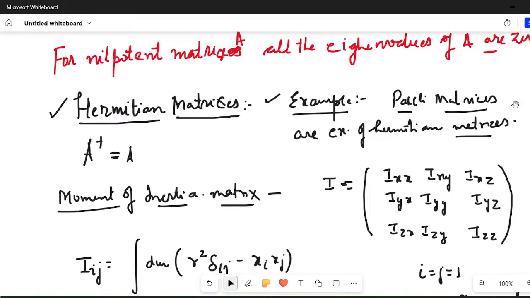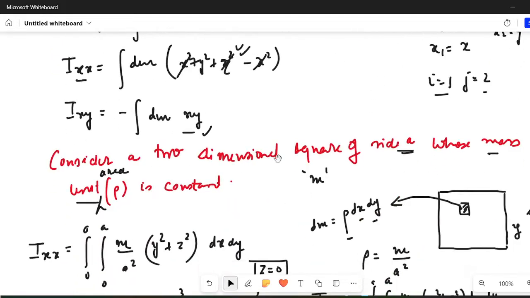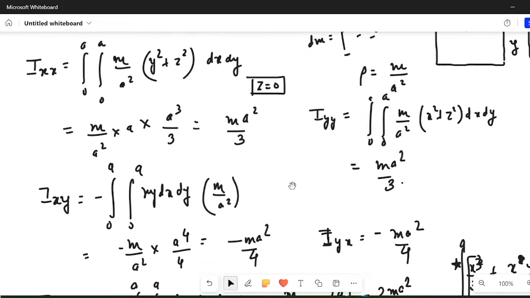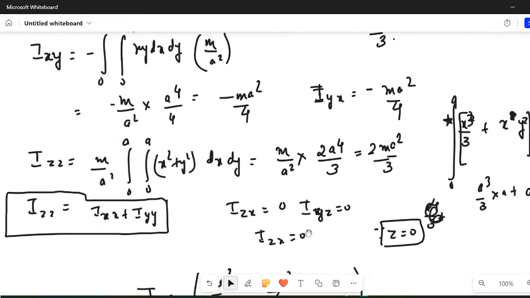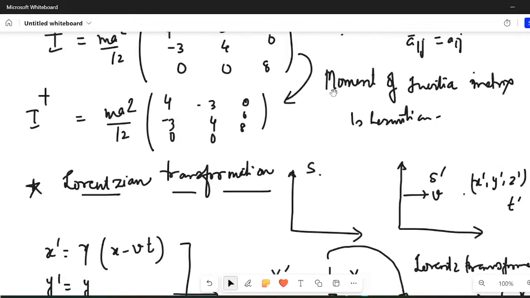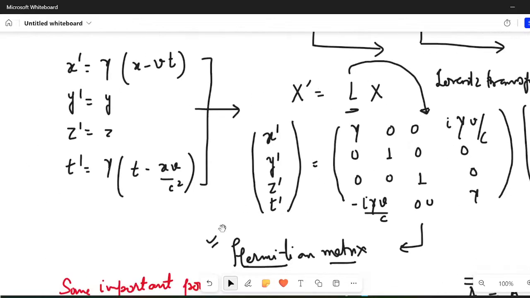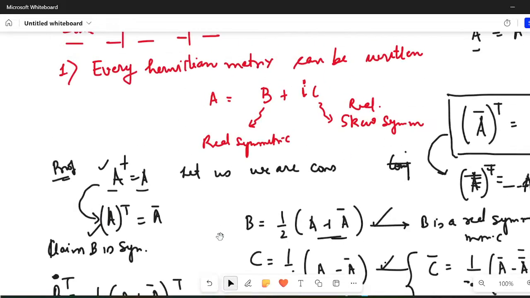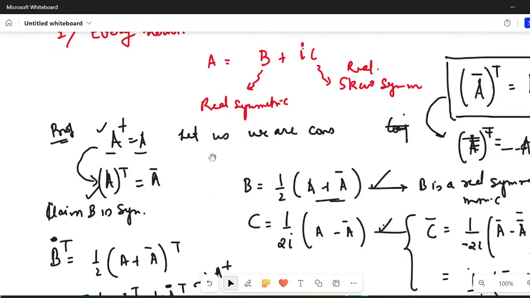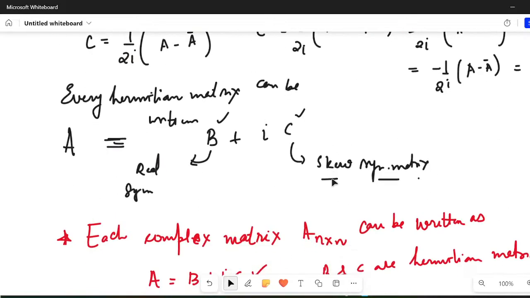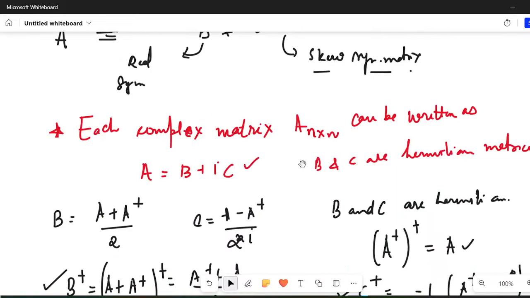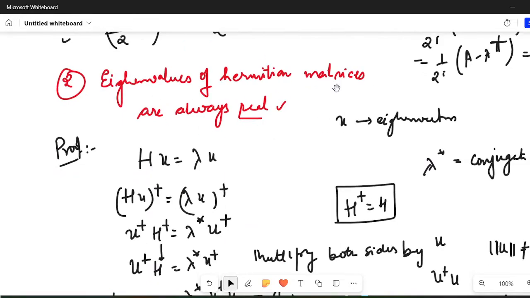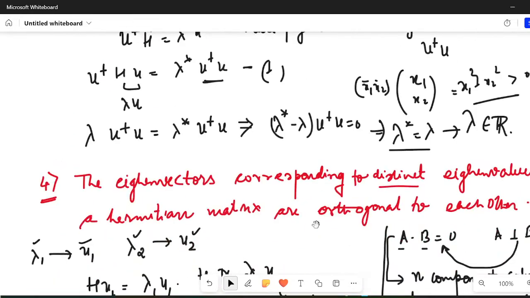Then I moved on to Hermitian matrices. If you are considering Hermitian matrices, all the eigenvalues are always real. In fact, there is a bolder statement which suggests that eigenvectors corresponding to these eigenvalues are orthogonal, in fact orthonormal to each other. Also we studied that every Hermitian matrix can be written as a linear combination of a real symmetric matrix and a skew symmetric matrix. And each complex matrix can also be written in terms of Hermitian matrices.